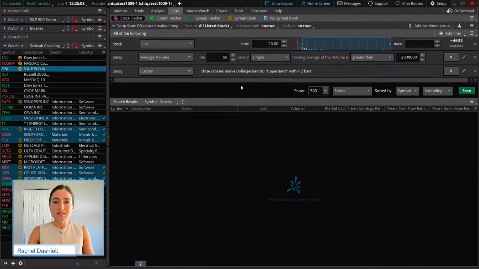So let's move to the scan tab and we're just going to look at a very simple scan and I will share this with you guys as well. Essentially what we're going to look for is we're going to look in all listed stocks with stock prices that are greater than $20 and have an average volume of greater than 2 million.